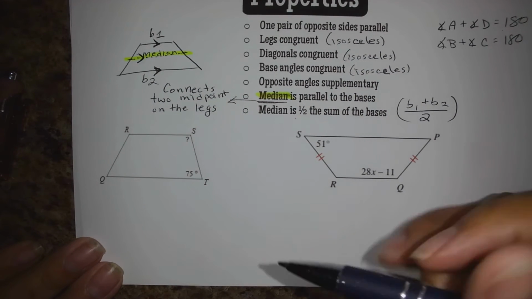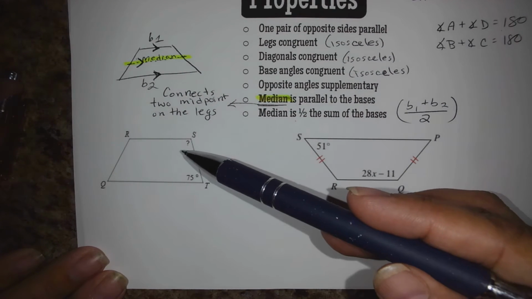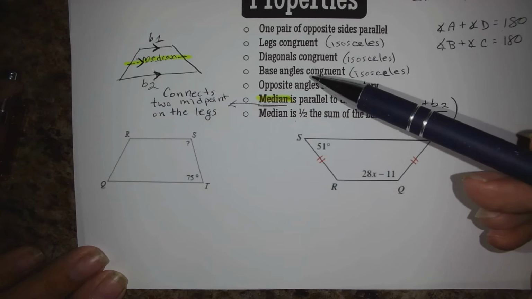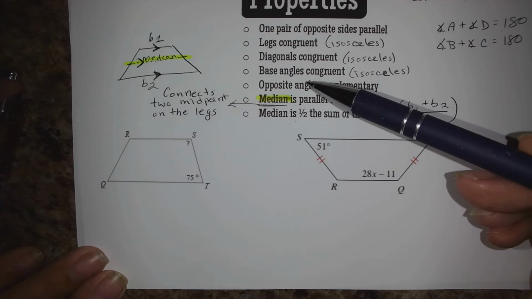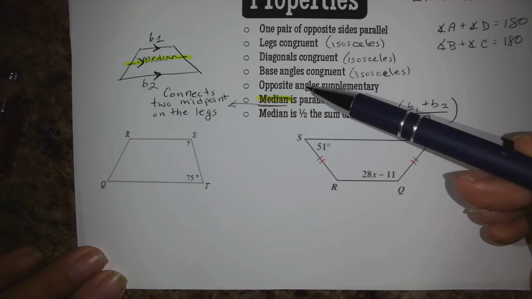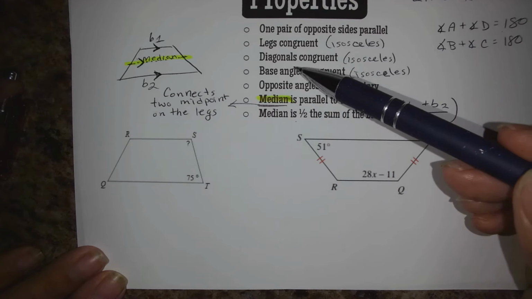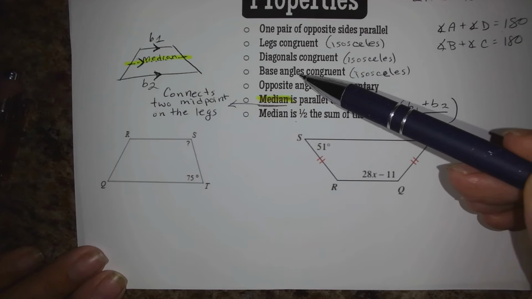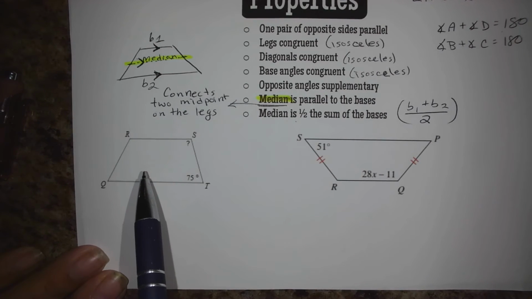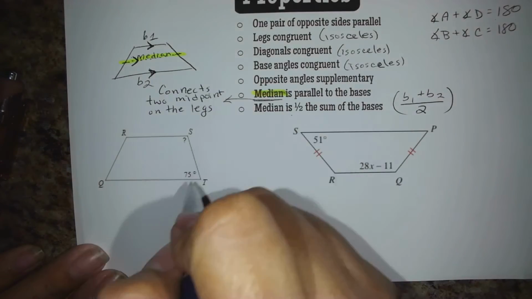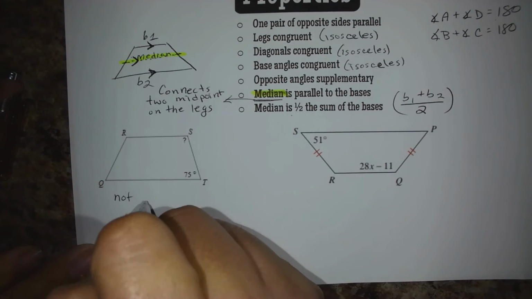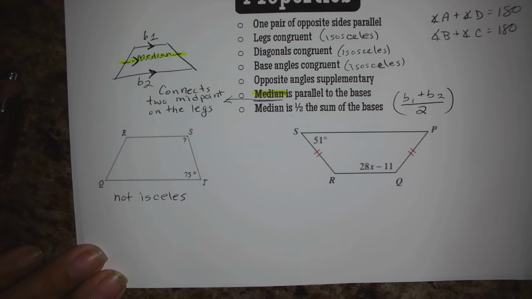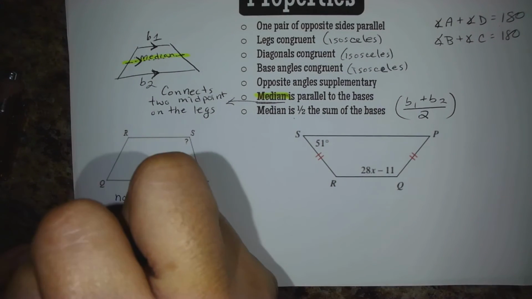Let's get into the thick of things. Let's see if we can find this angle measure with these properties. Well, we're talking about angles, so it's going to be either this one, and that's it, because we're talking about angles. So we're going to use these 2 ideas. Well, is this an isosceles? No, it is not. So right here, we're going to go ahead and make a note. Not isosceles. So we cannot say that.